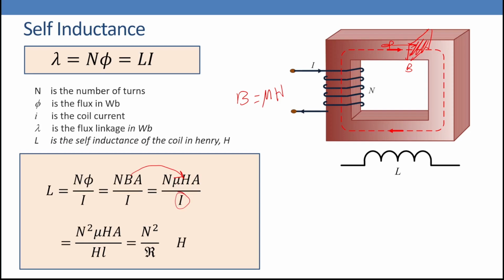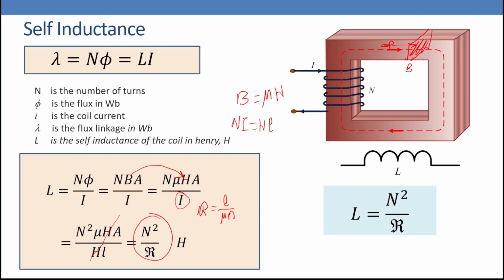What is the relation between I and H? We know that N i equals H l, so we can write I equals H l over N. We are going to cancel H with H, so that will be N squared over l over mu A. And we know that one from before: reluctance equals l over mu A. So the inductance will be N squared over reluctance. So we can calculate or design the inductance based on the number of turns, the dimensions of the core, and the material of the core.